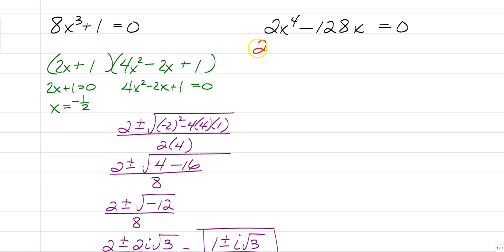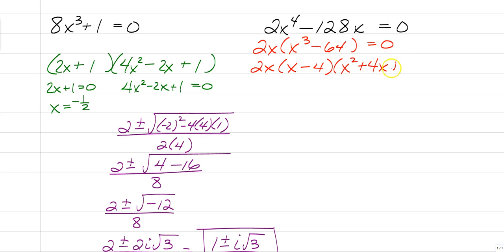First thing you should have done is factor out a 2x, leaving you with x cubed minus 64. And that's equal to 0. 2x, and then we have an x minus 4, and then x squared plus 4x plus 16 after you do the difference of cubes. So then you're going to have x is equal to 0 and a positive 4, and now we need to go play with that guy.